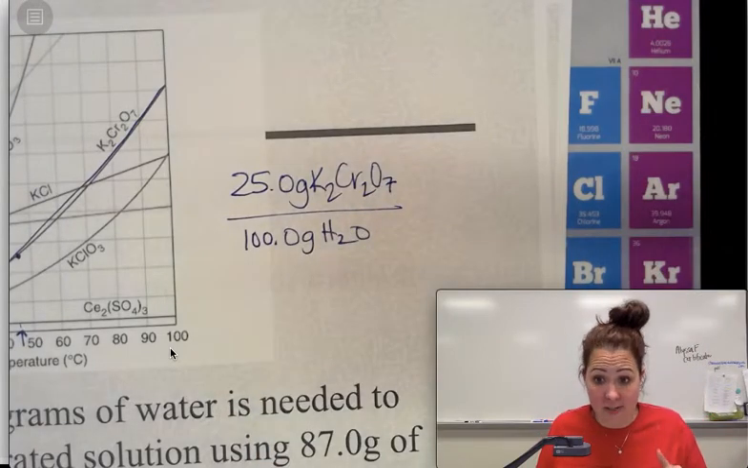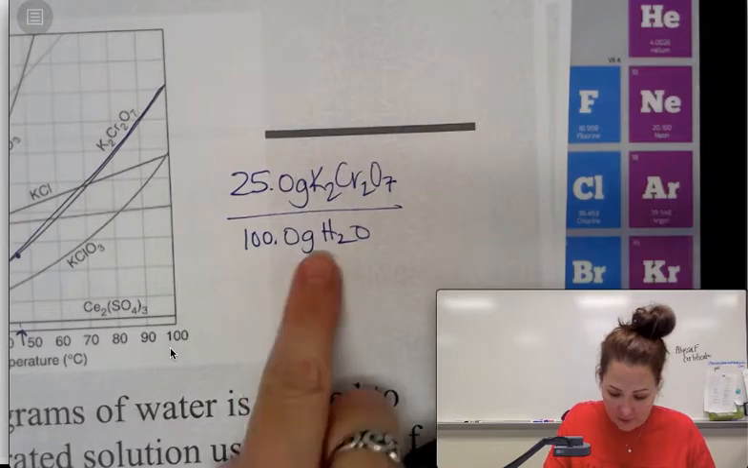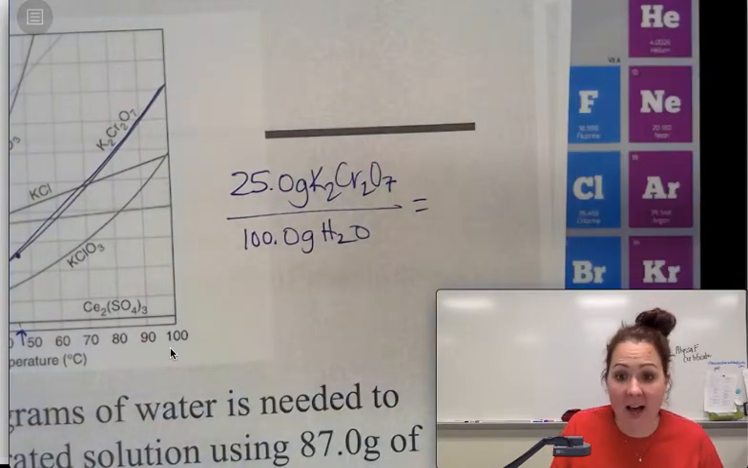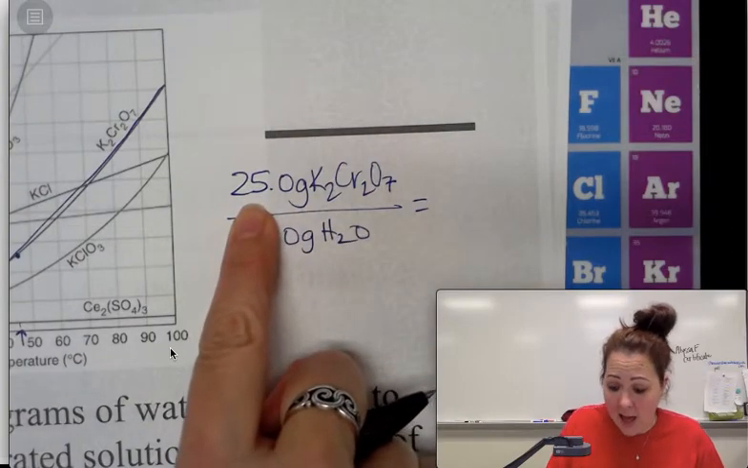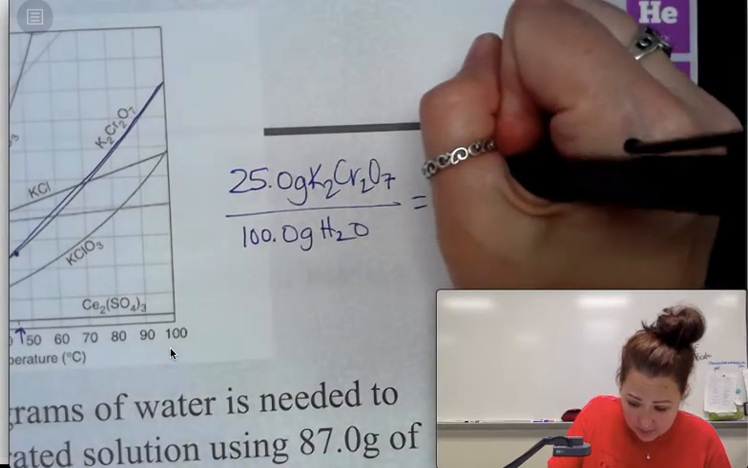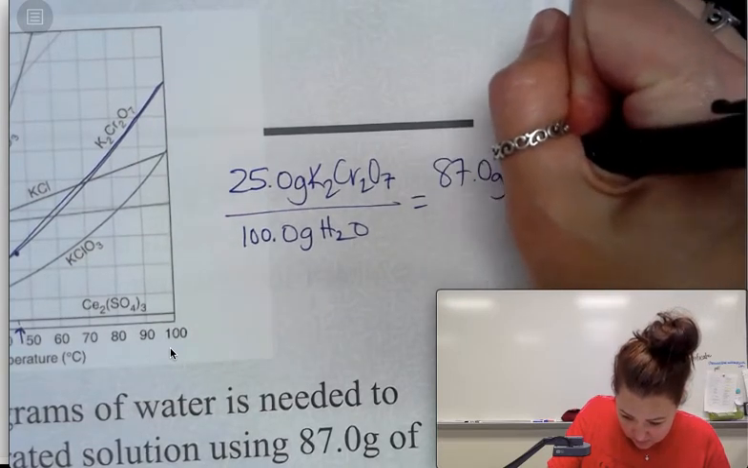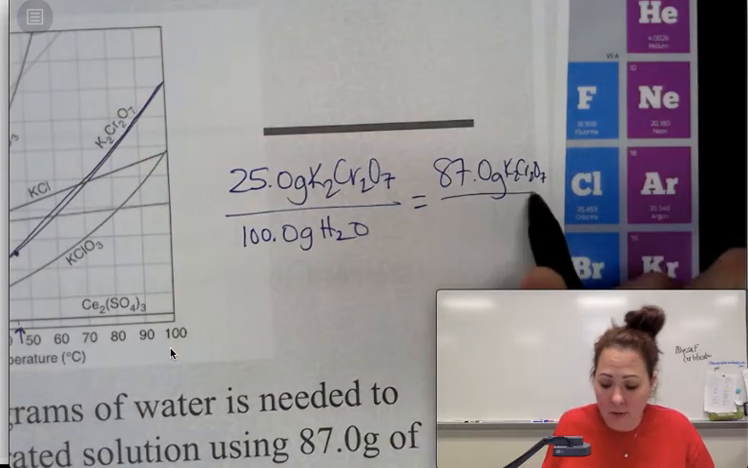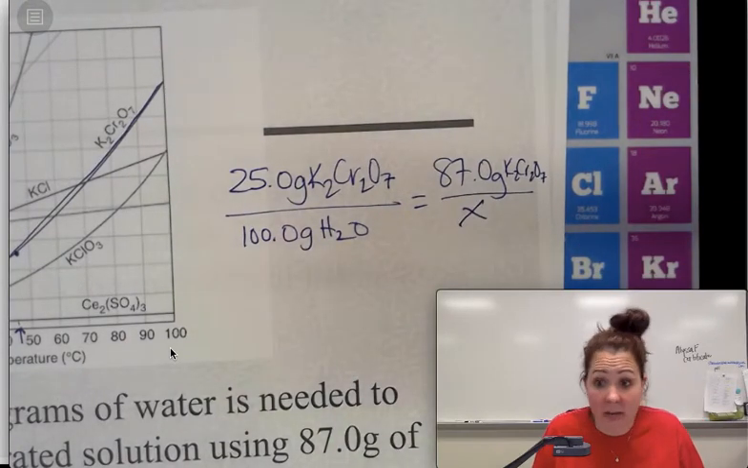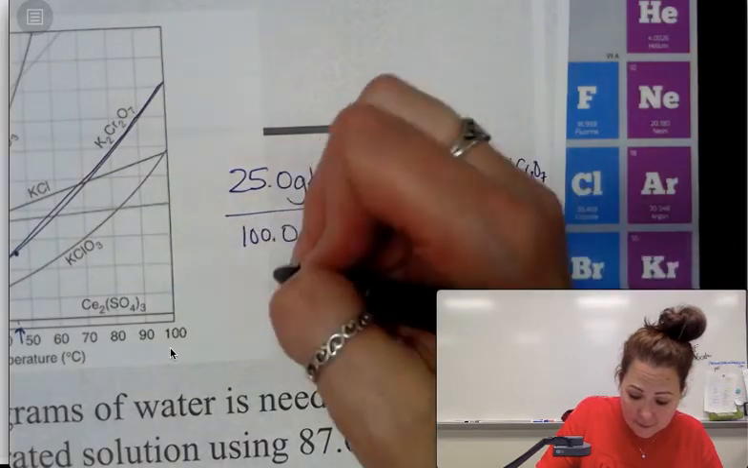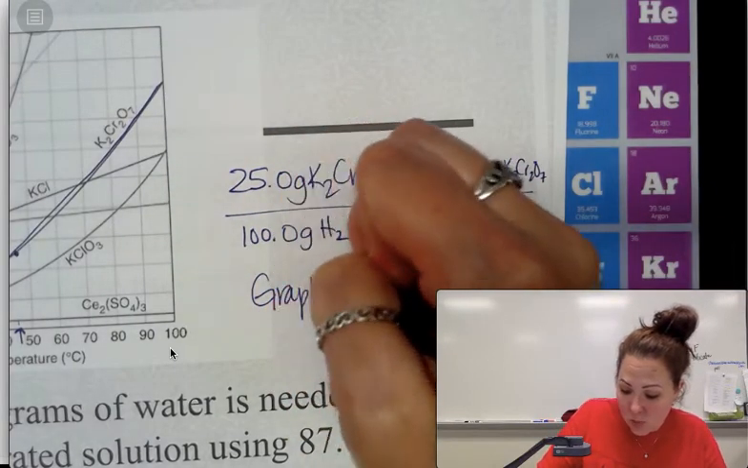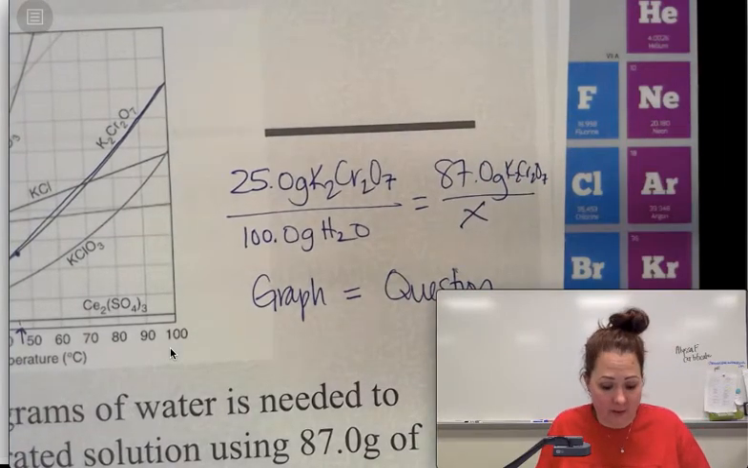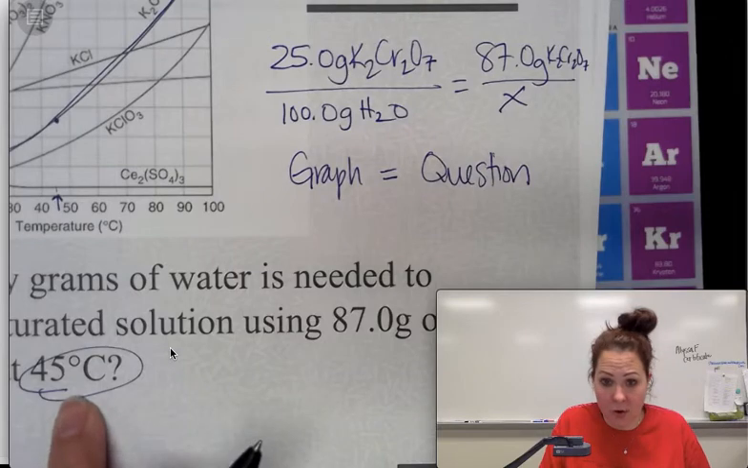Now the question says, this is reading the graph at 45 degrees Celsius. The question says that instead of 25 grams of potassium dichromate, I have 87 grams. I'm out of room. Sorry, I'm squeezing that in on the side. I want to know how much water I need in the end. So it's setting up a proportion. What you read off of the graph and setting it equal to what is in the question. Again, the 45 degrees Celsius only tells you where to read the graph.